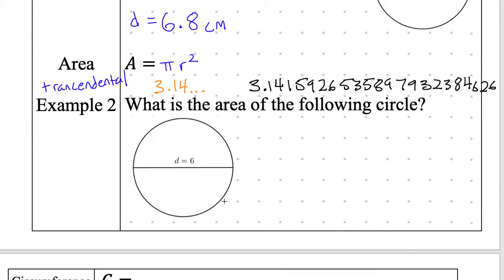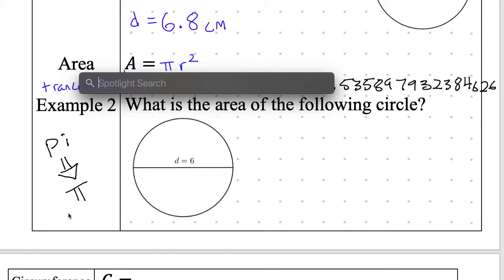Okay, all right, so let's come down here to example number 2. What is the area? And I want you guys to leave pi in your answers. When you go to Khan Academy, if you type in the letters P-I, it immediately turns into just the symbol pi, and you'll get it exactly correct.